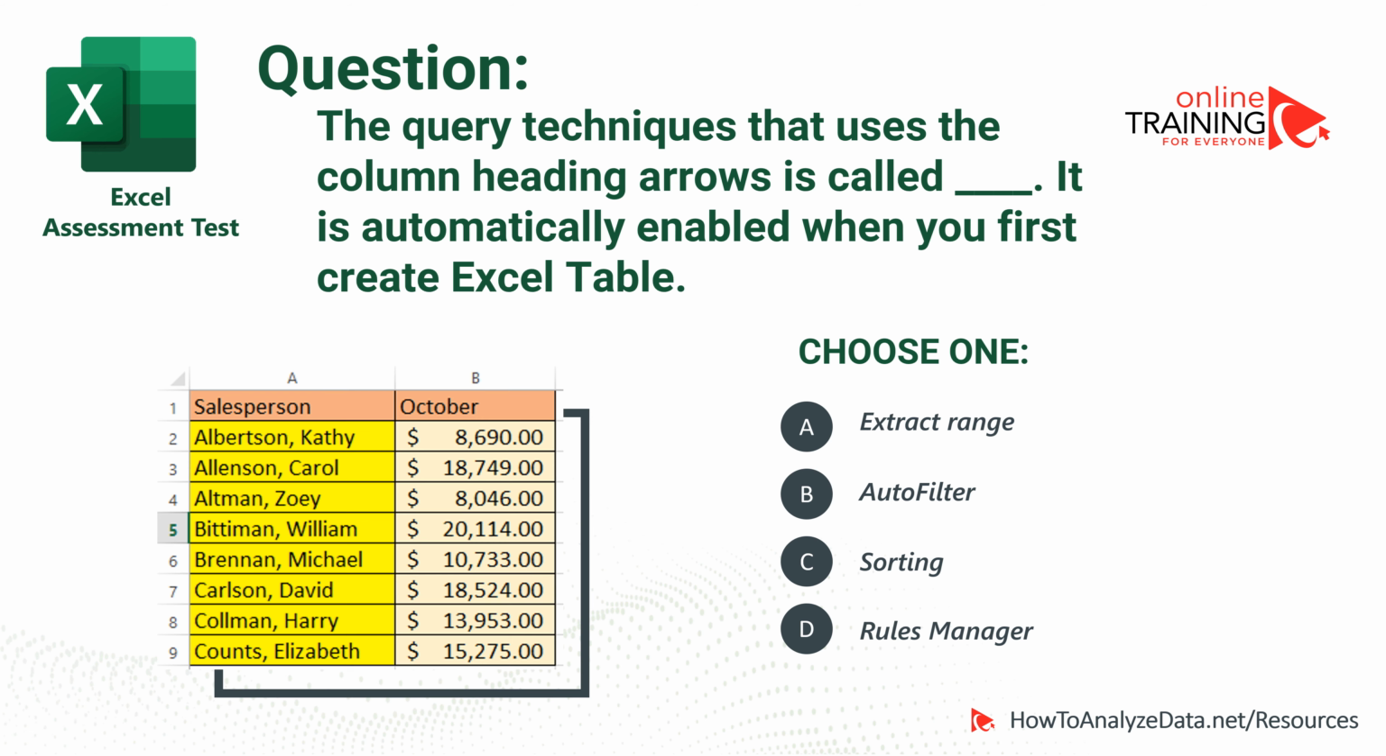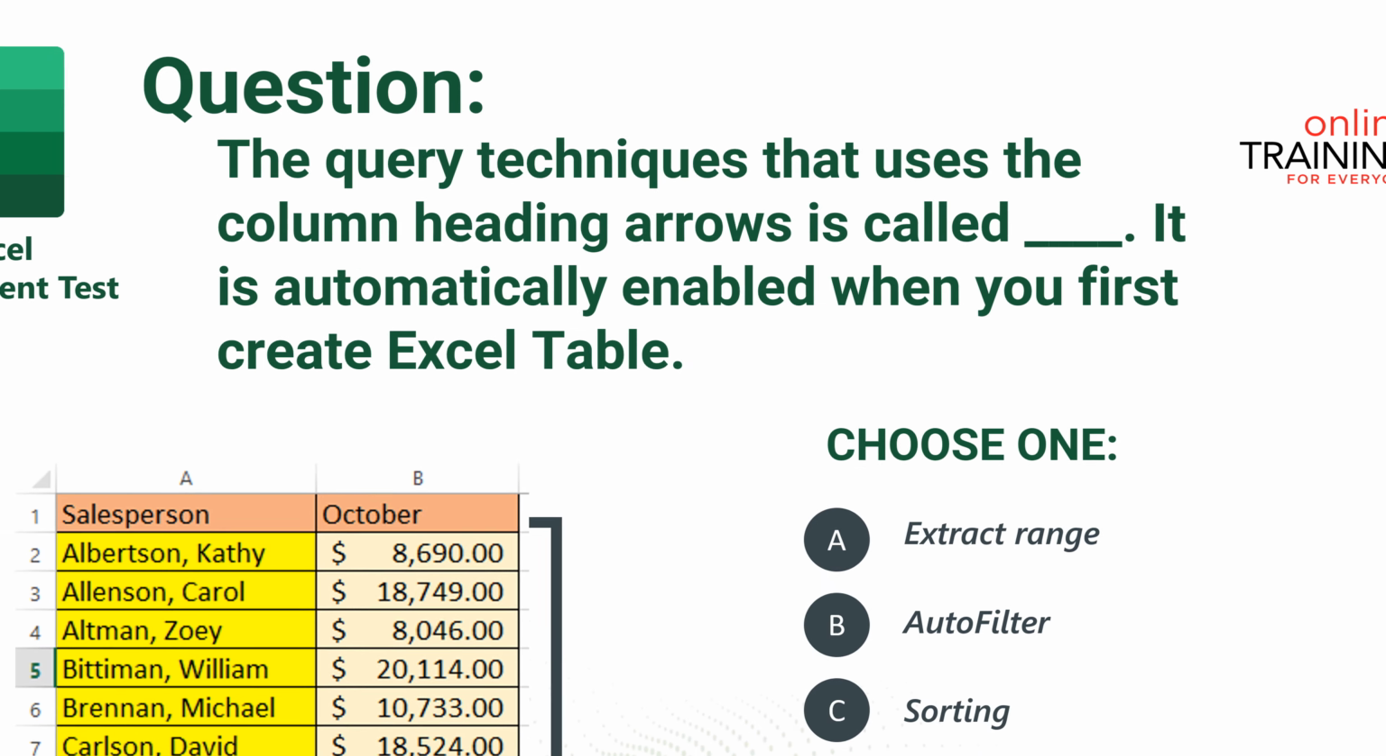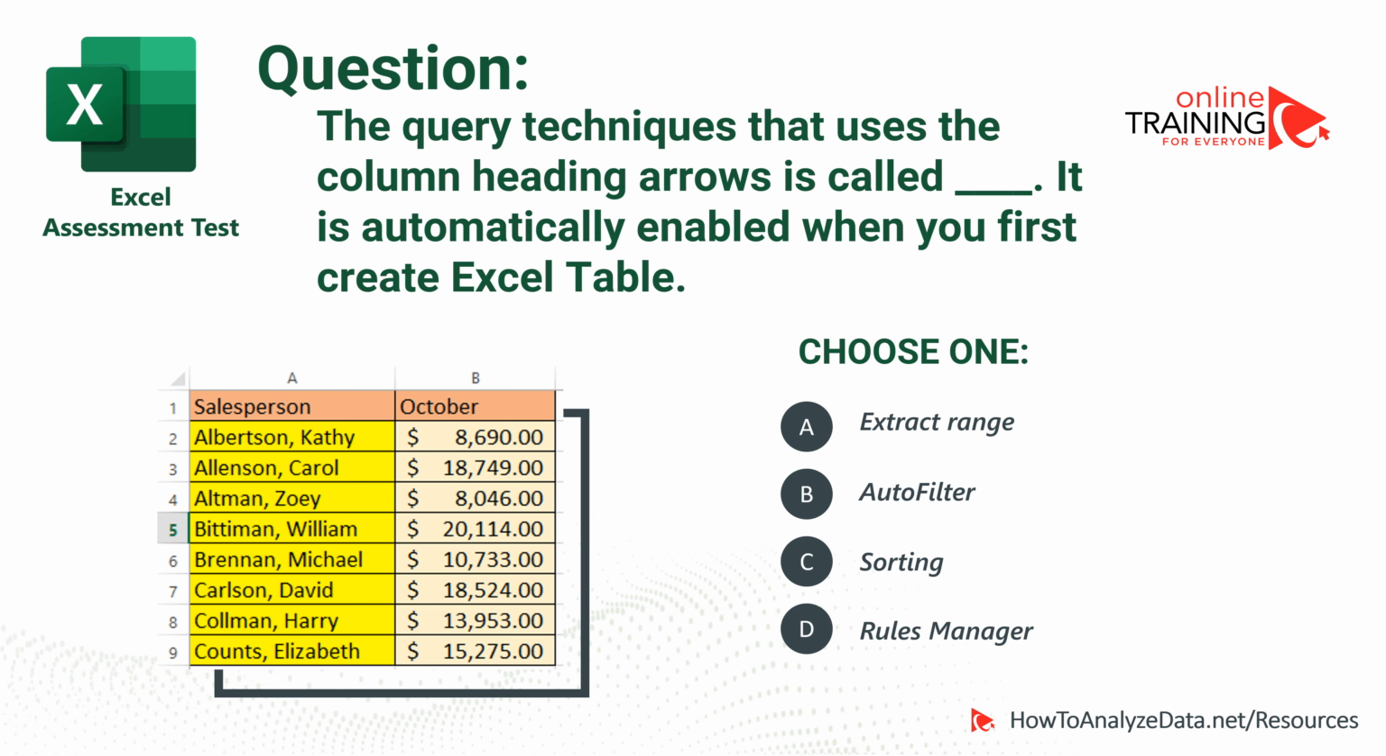Let's take a look at the question, which tests your knowledge of Microsoft Excel tables. The query technique that uses the column heading arrows is called, and then you need to fill in the blank. It is automatically enabled when you first create an Excel table. And there are 4 choices: Extract Range, Autofilter, Sorting, and Rules Manager. Which one would you choose?